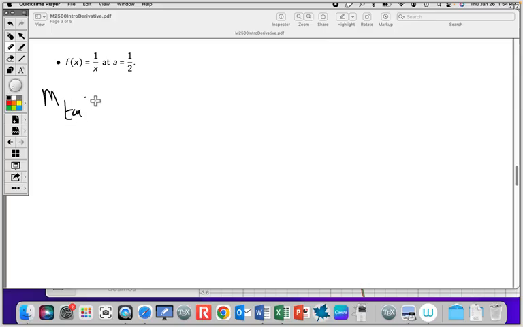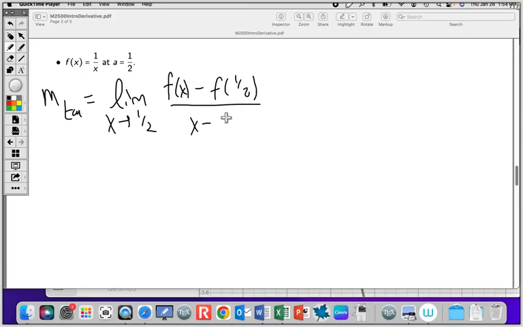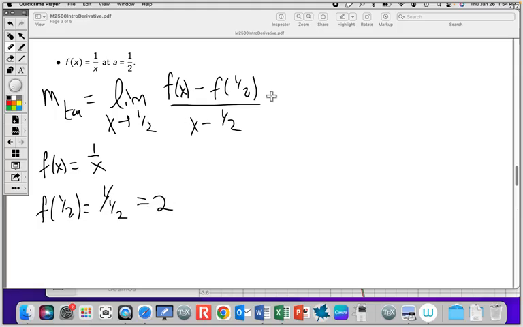So the slope of the tangent line using the first formulation would be the limit as x approaches 1/2 of f of x minus f of 1/2 over x minus a half. The f of x here is 1 over x, so f of 1/2 would be 1 over 1/2. And per fraction gymnastics, that's going to flip that 1/2 around and get you back to a 2. So this would be the limit as x approaches a half of 1 over x minus 2 divided by x minus a half.